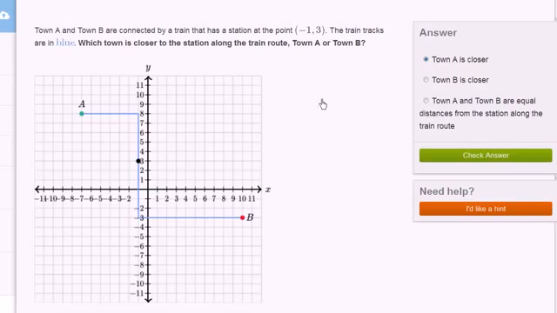Now, you could also think about it in terms of coordinates, because A is at the coordinate -7, 8. To get from -7 to -1 along the x-coordinates, you're going to go 6. And then to go from 8 to 3, you're going to go 5 more. So you could also not necessarily count it out; you can actually just think about the coordinates. But either way, you see that Town A is closer.